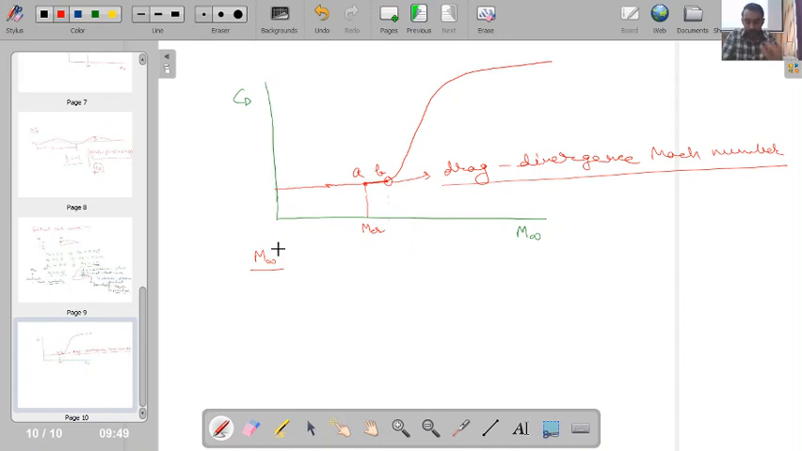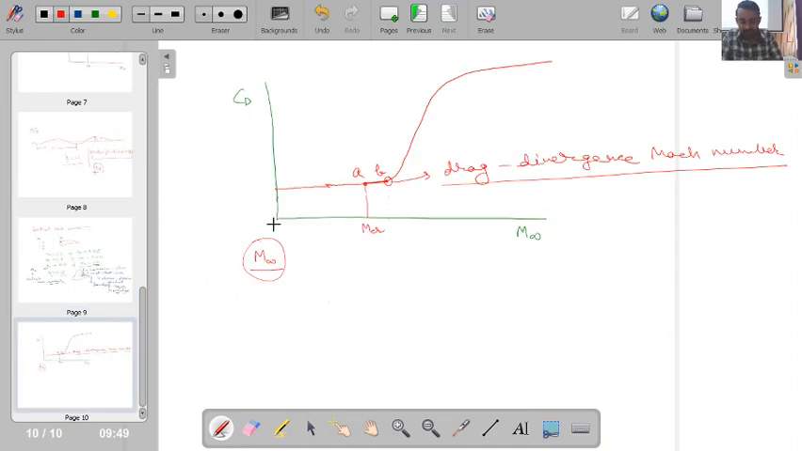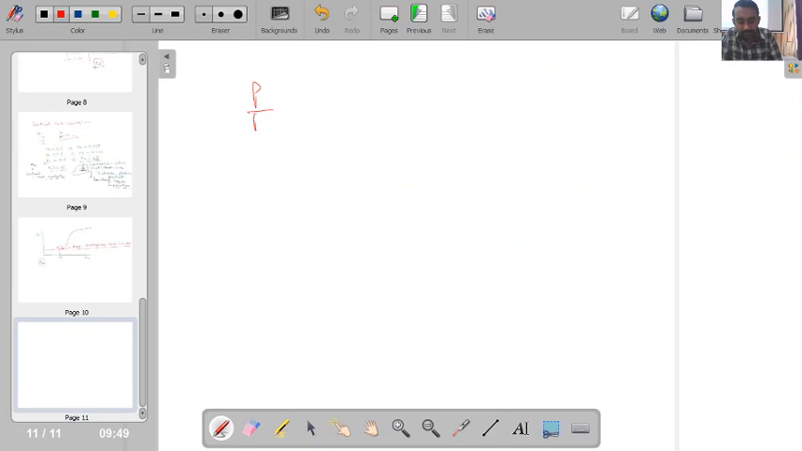So how to find out exactly the value of the drag divergence Mach number corresponding to some situation, that I can actually find out. So yeah, this is the situation. If you calculate the ratio of P by P_A, or P infinity by P_A, so P infinity I should calculate in another way. Say I want to calculate P_A by P infinity.